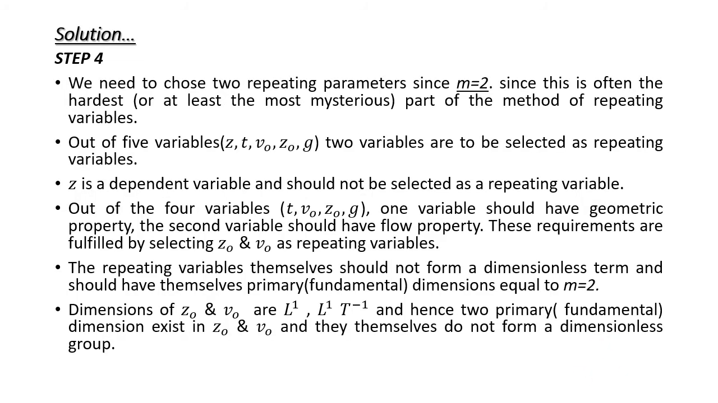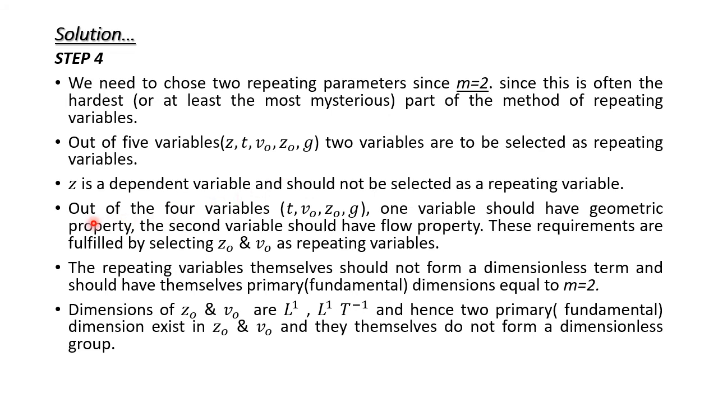Now m is equal to 2, so we need to choose 2 repeating variables. The total number of variables is 5, and out of 5 we need to choose 2 repeating variables. The first condition is what? We cannot select the dependent variable. So choosing z is ruled out. Z is a dependent variable and should not be selected. Now the total number of variables remaining is 4.